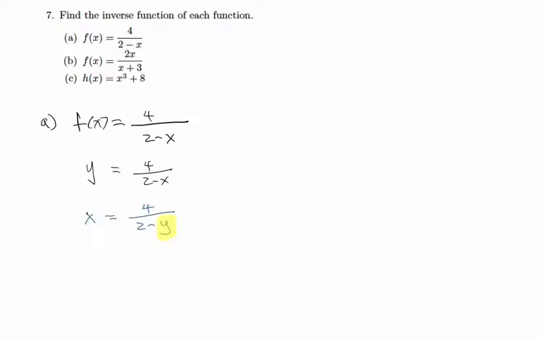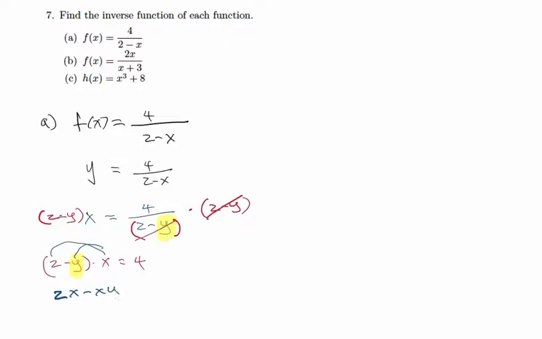In order to do that, we need to be able to view this 2 minus y as one quantity. So I'm going to multiply 2 minus y on both sides, so that I can cancel this out. Then I have 2 minus y times x equals 4. Again, our goal is to isolate y. So in order to do that, we multiply x. So then I get 2x minus xy equals 4.